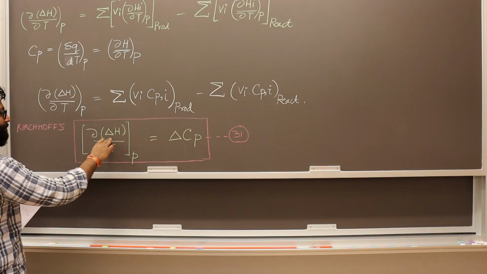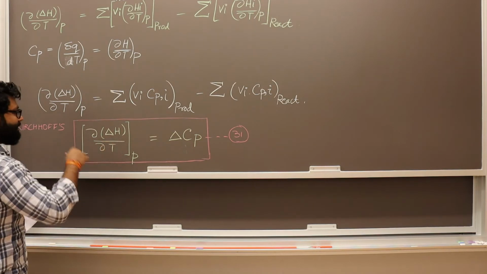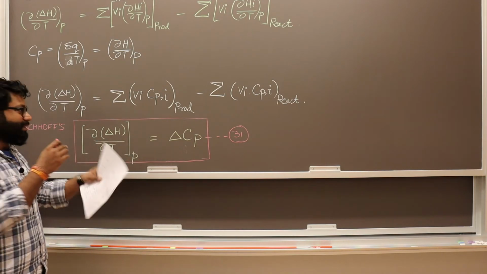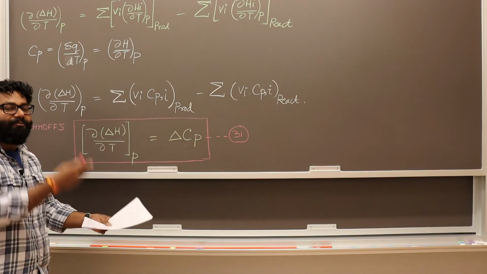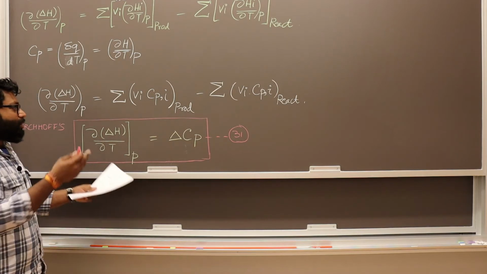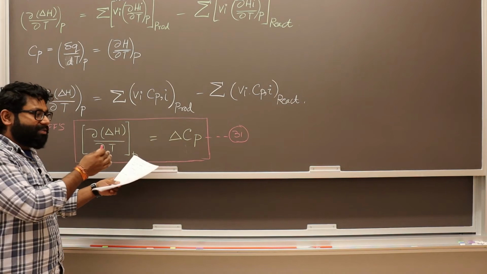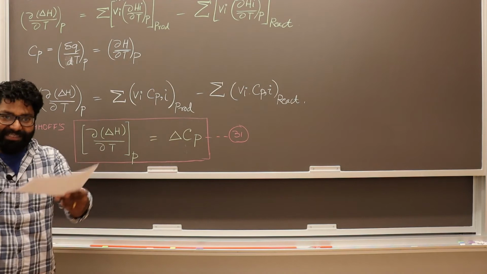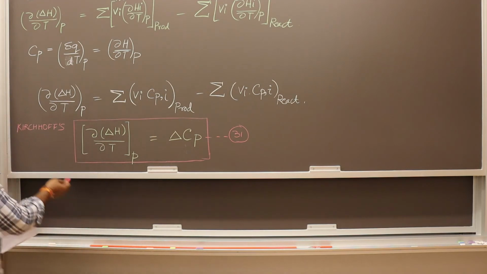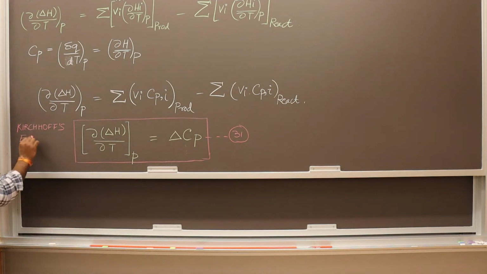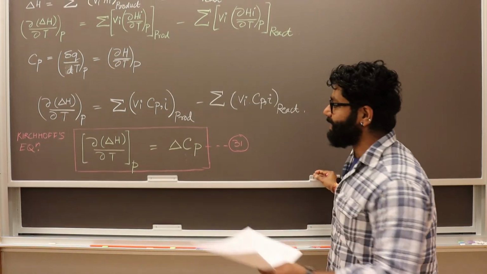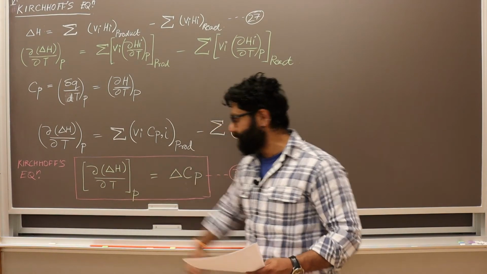It is basically used to find out how the delta H is changing as a function of temperature. The delta H of any reaction is going to change with temperature. The delta H of any reaction is not the same for all temperatures. So how do you know the difference between the delta H at one temperature versus at other temperatures? This equation will tell you that. Kirchhoff's equation will tell you how the delta H is going to change as a function of temperature.